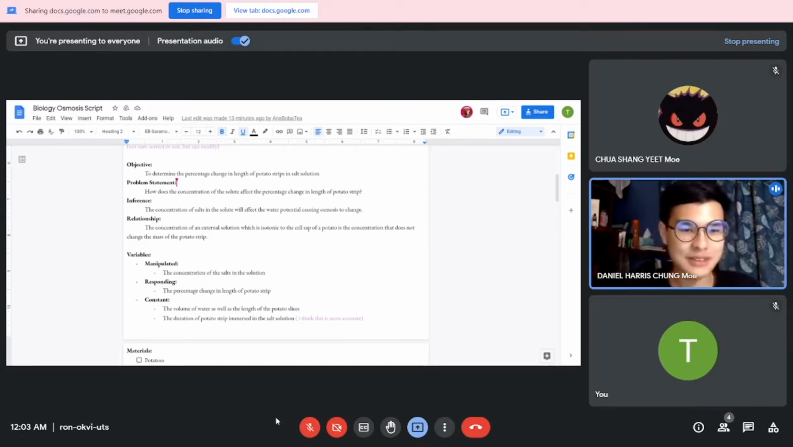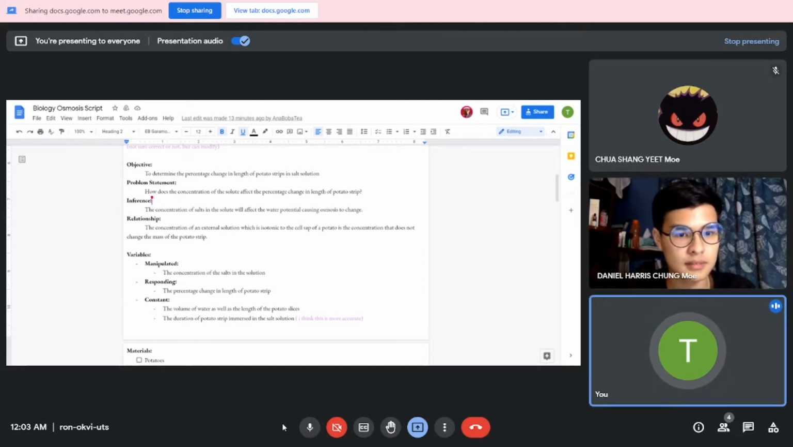My answer is, how does the concentration of the solute affect the percentage change in length of potato strip? Yes, that is correct. But remember to phrase it into a question, like use how or what and with a question mark at the end. Now, moving on to inference. Now, your inference, what do you infer from your objective and problem statement? My inference is the concentration of salts in the solute will affect the water potential, causing osmosis to change.